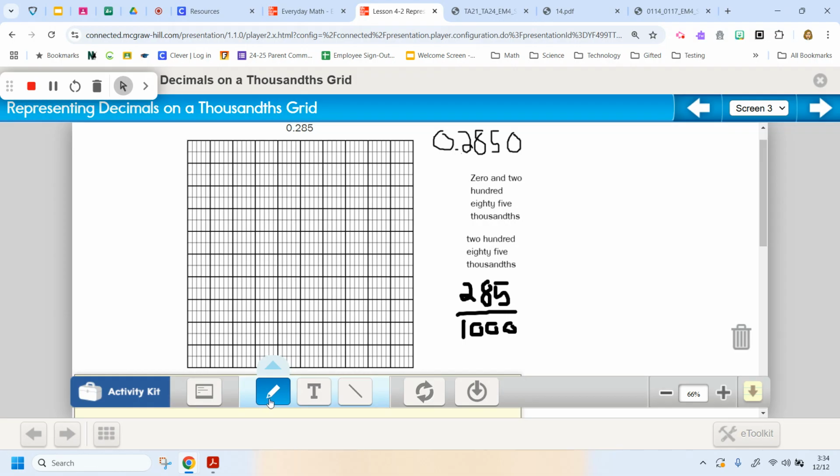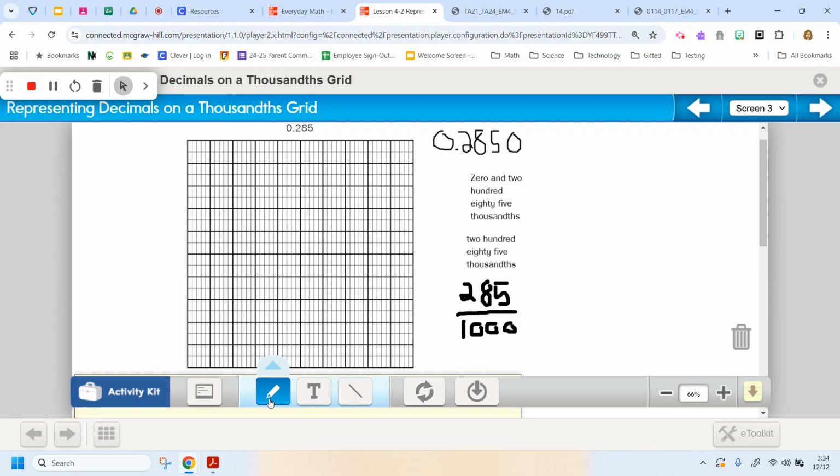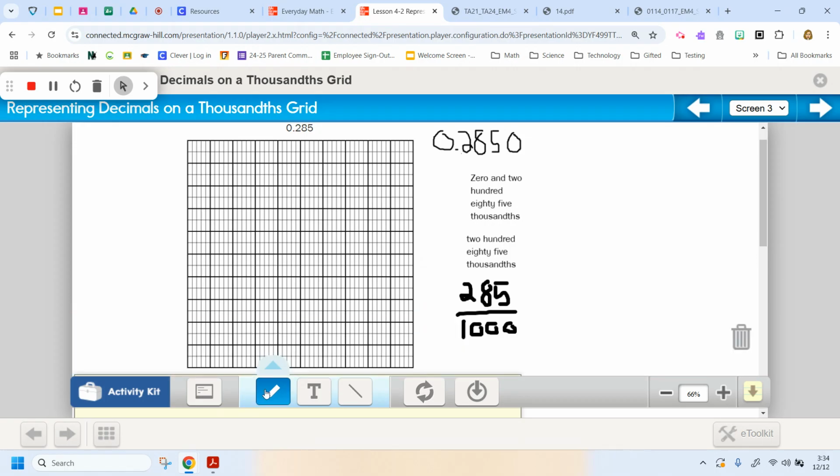All right, so here's where it gets a little bit messy. I'm going to do my best with shading, but I want 3 different colors out because this is going to be helpful, especially moving forward to the next lesson. We're going to use a color for our tenths, a color for our hundredths, and a color for our thousandths.